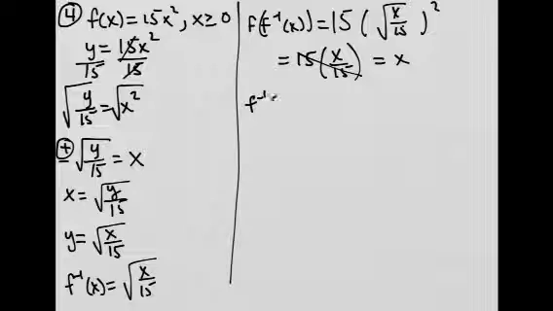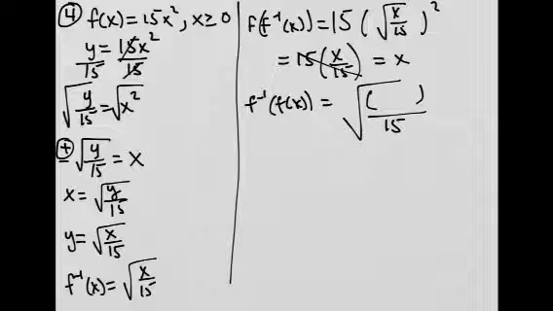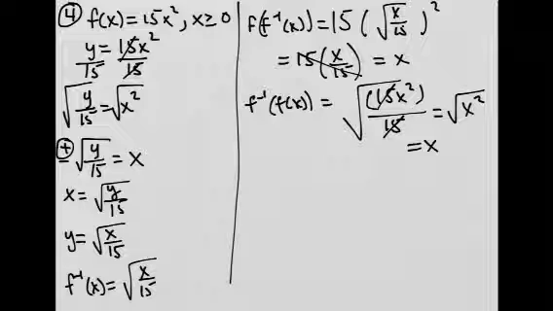F inverse of f of x. So I start off with square root of blank over 15. So in place of the blank, I'm going to put an f of x. So the 15 is gone. So this is square root of x squared, which is x. So again, we've got x for both compositions, so that means that our inverse is right. And our functions are inverses of each other.